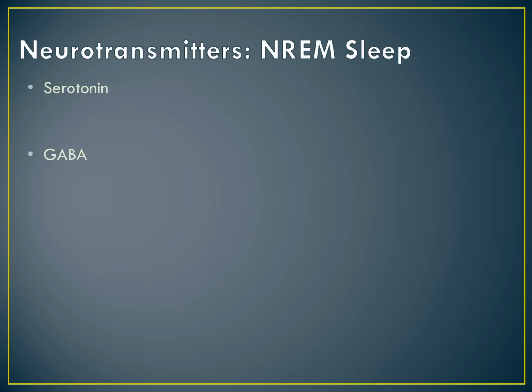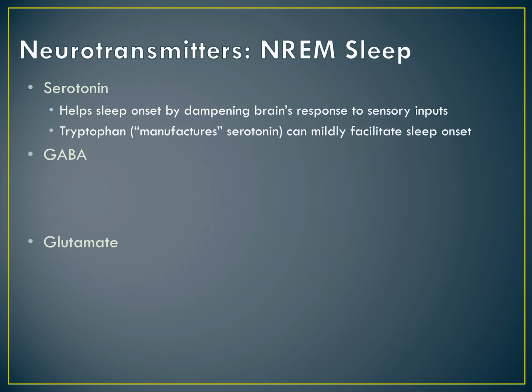Now, when it comes to non-REM sleep, three important neurotransmitters are serotonin, GABA, and glutamate. And we're going to see, of course, serotonin, GABA, and glutamate being important for other particular things, like serotonin is important for mood. What serotonin can do is help to dampen the brain's response to sensory inputs, which helps with sleep onset. Now, none of these neurotransmitters are alone responsible for sleep, or non-REM sleep specifically.